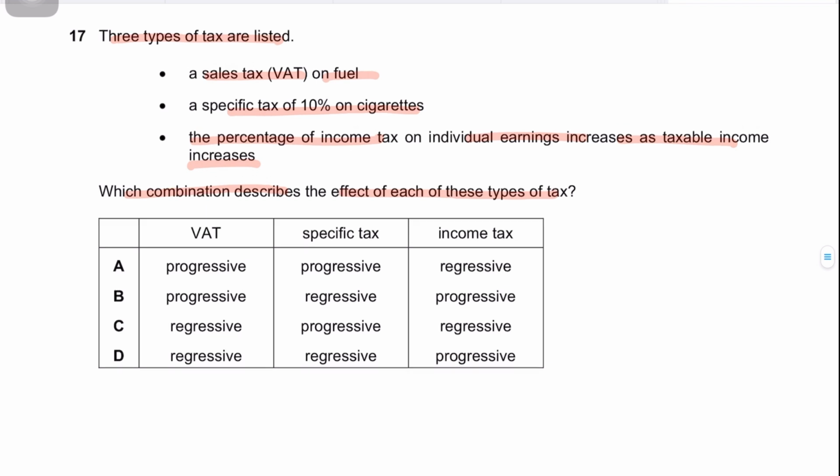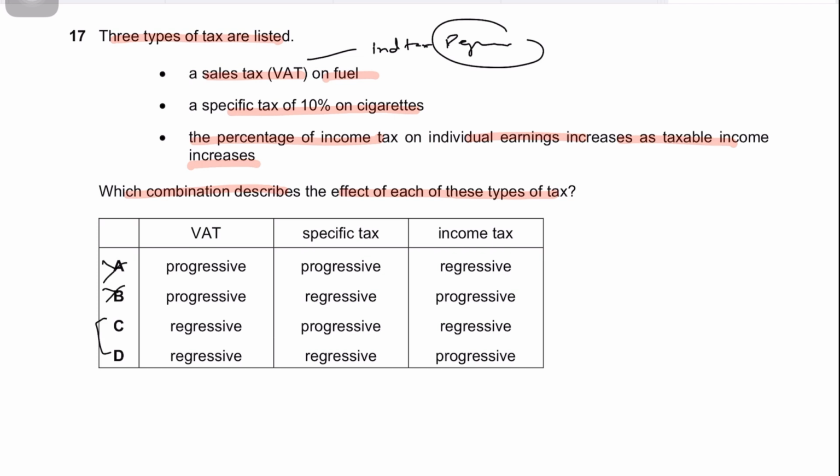Okay, so if you look at the first one, a sales tax on fuel, it's an indirect tax. We know that indirect taxes are regressive in nature. What do you mean by regressive? It means that the burden of tax falls more on the poor. It consumes a higher proportion of the poor's income as compared to a lower proportion of the rich's income. So the tax burden falls more on the poor as compared to the rich, and that creates an unequal distribution of income. So the value added tax is obviously regressive, which makes C or D the answer.